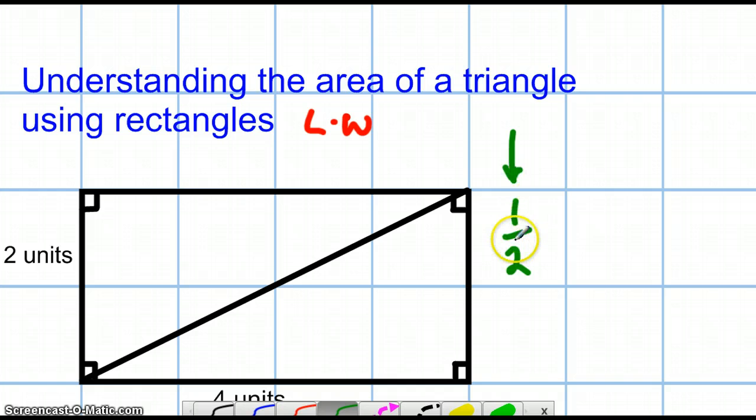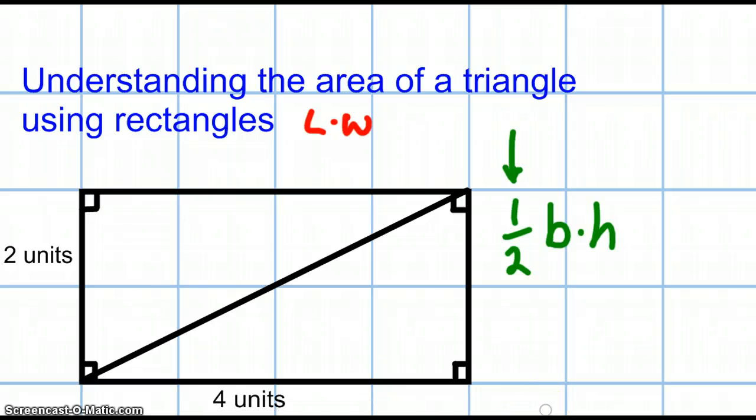Now the formula then ends up being 1/2 of something called the base, which in rectangle terms is called the length, times the height, which in rectangle terms is called the width. So now we have a formula for 1/2 the base times the height. In this case, the base is 4 units, the height is 2 units.